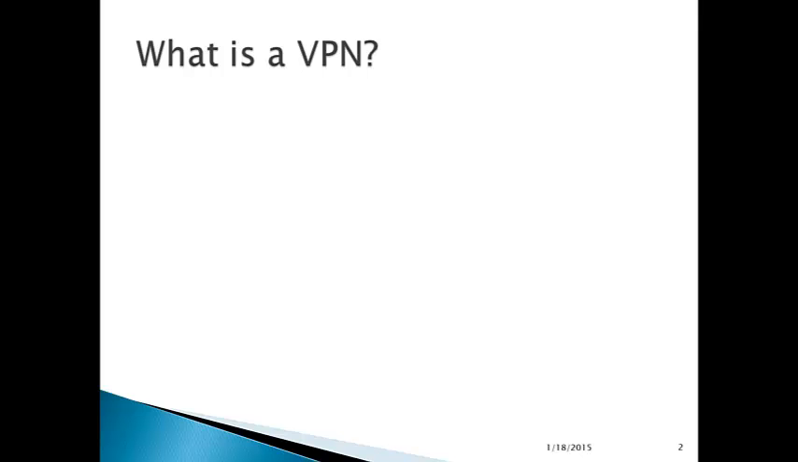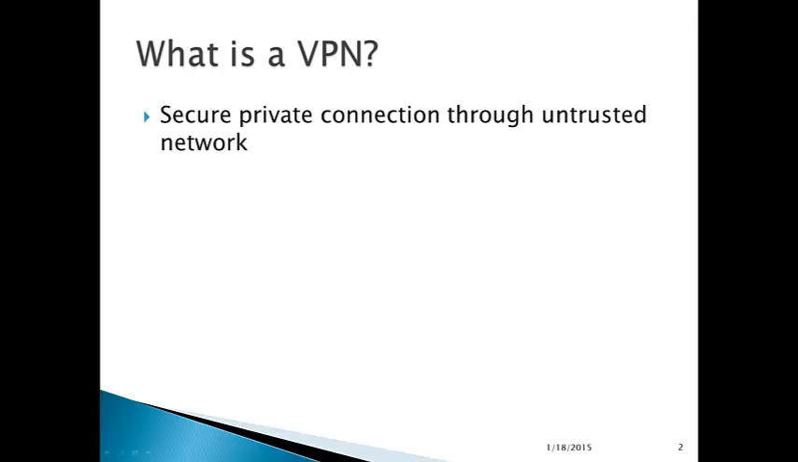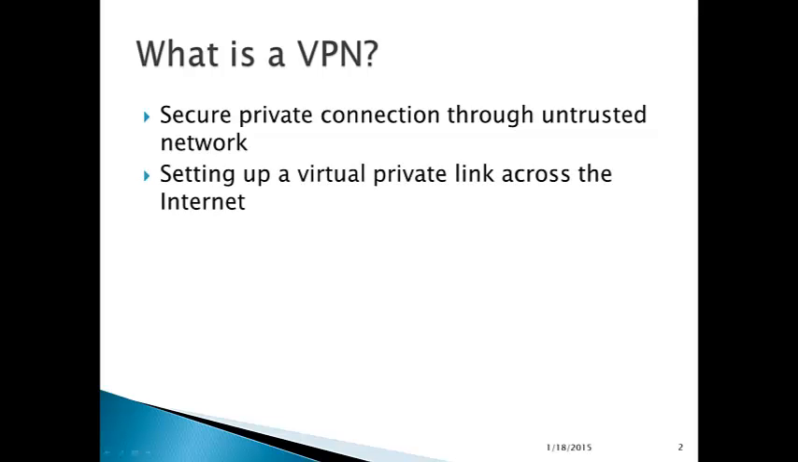What's a VPN? A VPN, or Virtual Private Network, enables secure private connections through an untrusted network, typically the internet. It involves setting up a virtual private link across the internet. The notion of a VPN is you have this public network called the internet, and you want to emulate the characteristics of a dedicated link within that network. You want to set up something that's private, that's predictable.